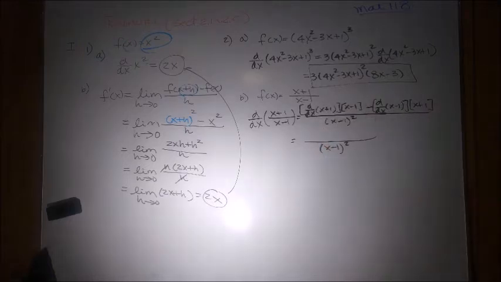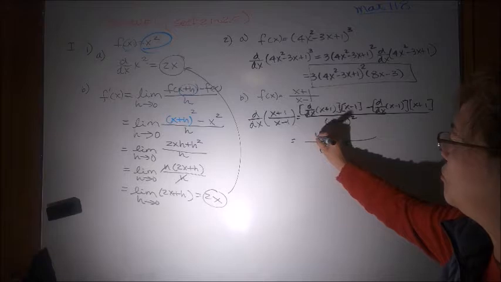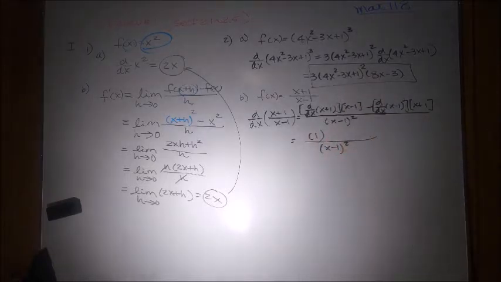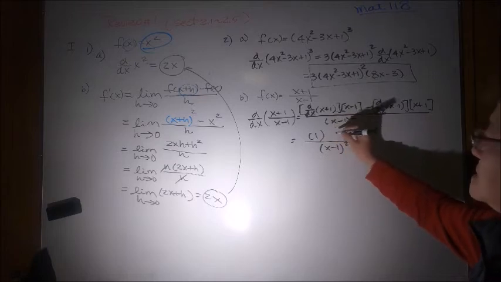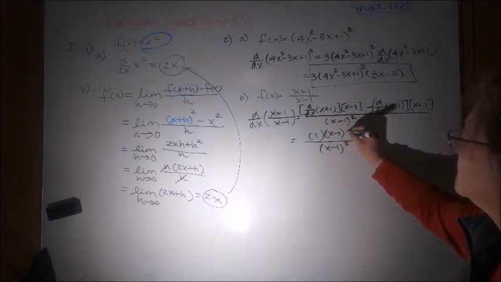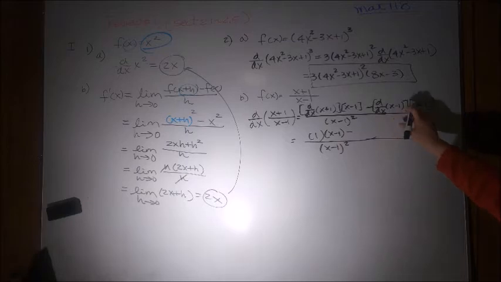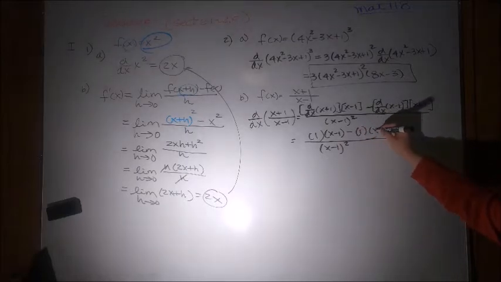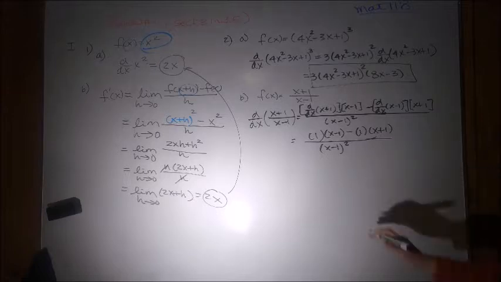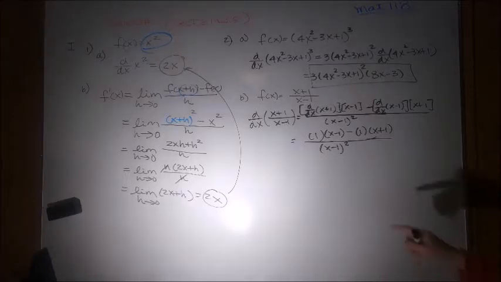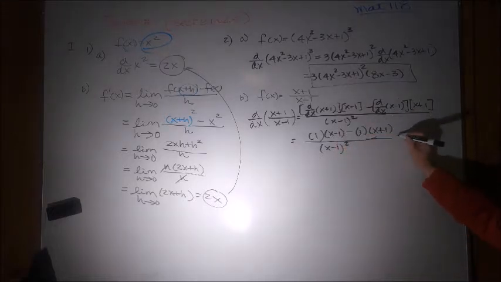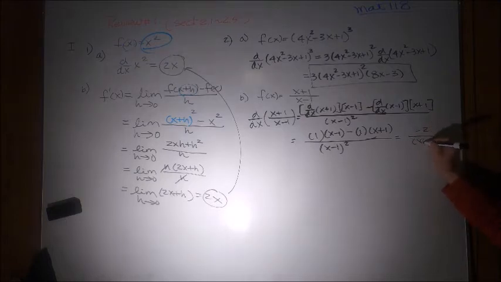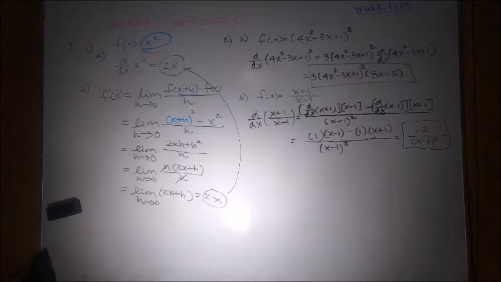Derivative of x plus 1: the derivative of x is 1, the derivative of 1 is 0, right? 1 plus 0 is 1. So you times this. Same thing here: the derivative of x minus 1 would be 1, and times x plus 1. Then you simplify them, multiply them out and combine like terms. You will have negative 2 on the top. Bottom is your x minus 1 squared, right?